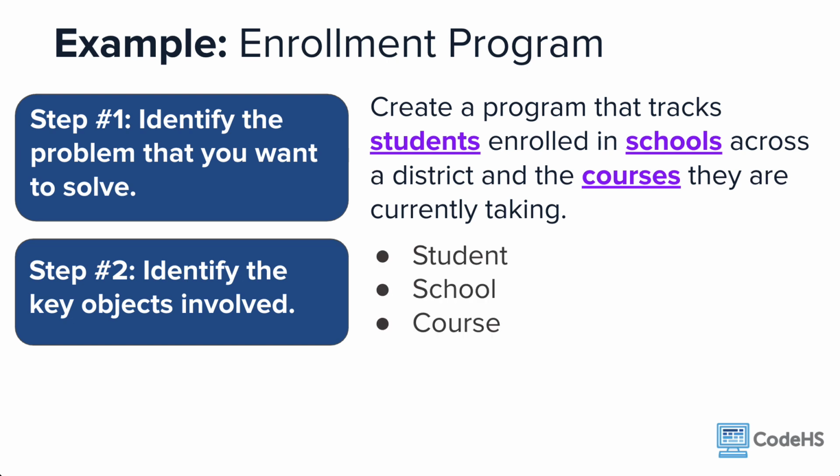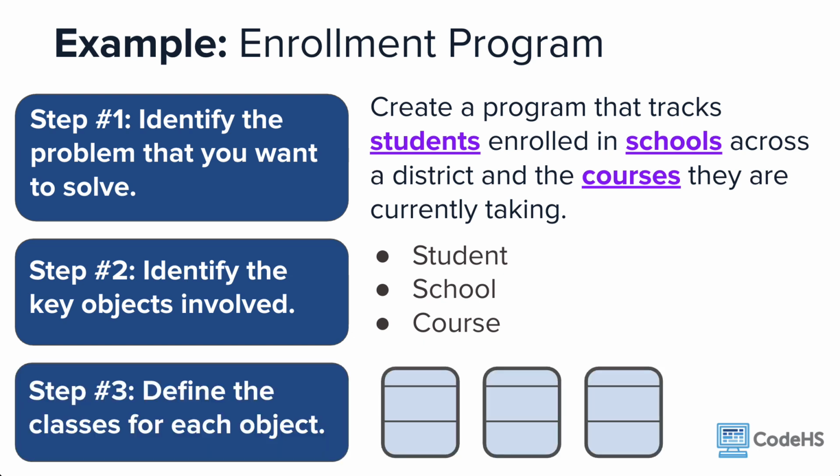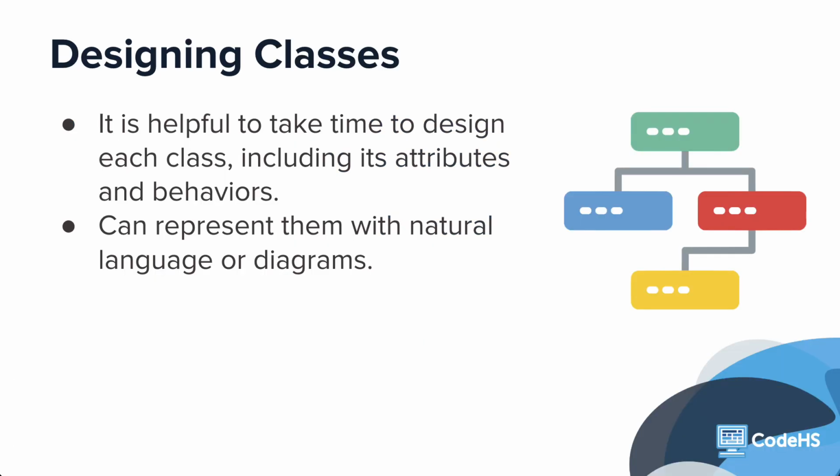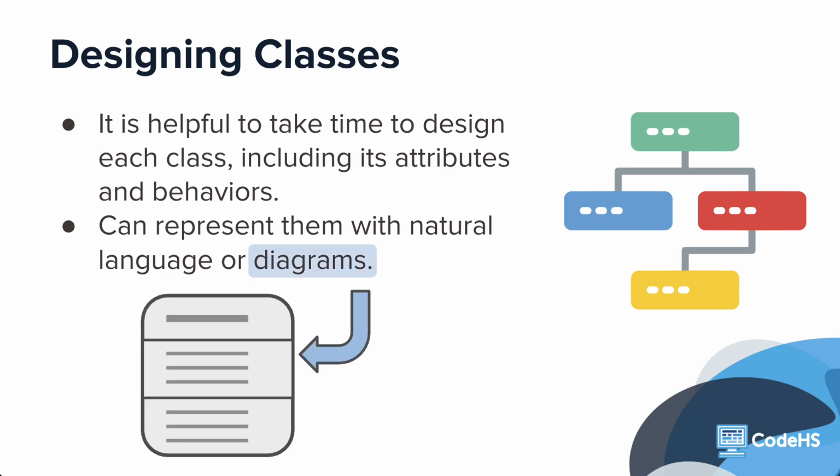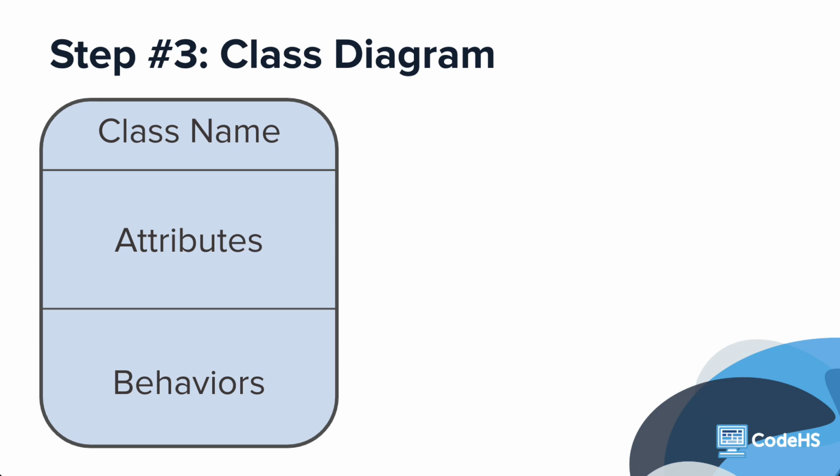Now that you know some of the objects your program will work with, you can move on to step 3, which is define the classes for each object. When designing your classes, it is helpful to take time to design each class, including its attributes and behaviors. You can represent them with natural language or diagrams. In this lesson, you will use class diagrams to help plan your programs. A class diagram is made up of 3 different sections: class name, attributes, and behaviors. Let's walk through planning out the student class with the class diagram. Let's name this class student.